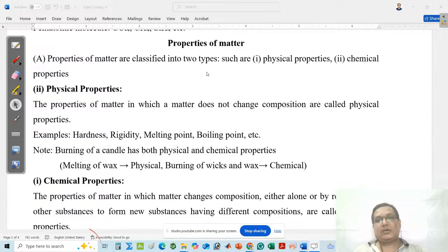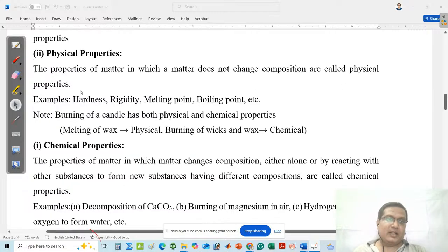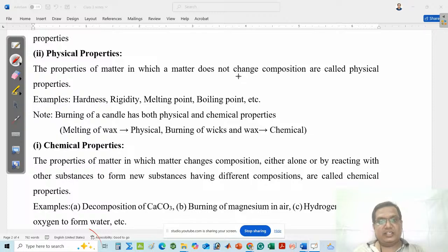Properties means dharma. There are two types of property. You know that one is bhautika dharma, another is rasayana dharma. Bhautika dharma means physical property. Rasayana dharma means chemical property. At first, I will explain the physical property, based upon the change of composition. Remember this word, change of composition.